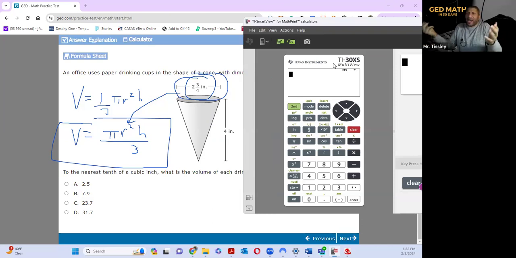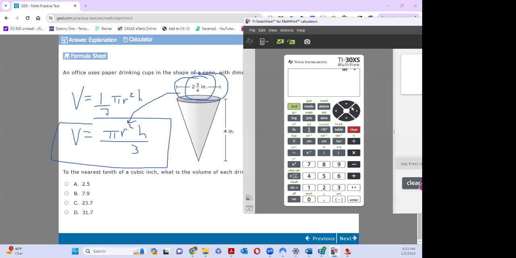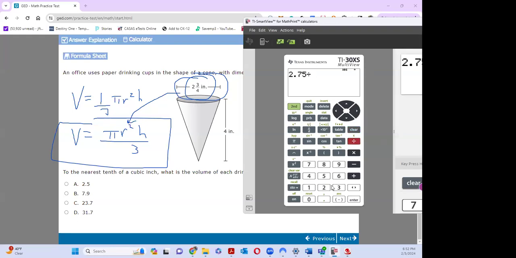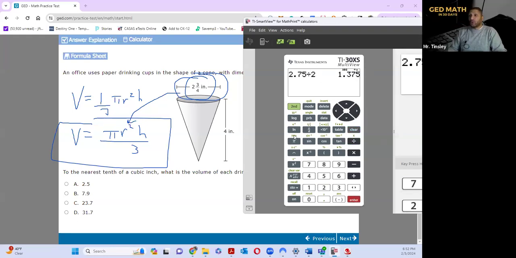But Mr. Tinsley, how do I put 2 3/4 and divide that by 2? I don't do that. So you have to change it. What did I tell you? Fraction, decimal, percent, equivalent. 2.75 divided by 2. Now I got my radius, 1.375.